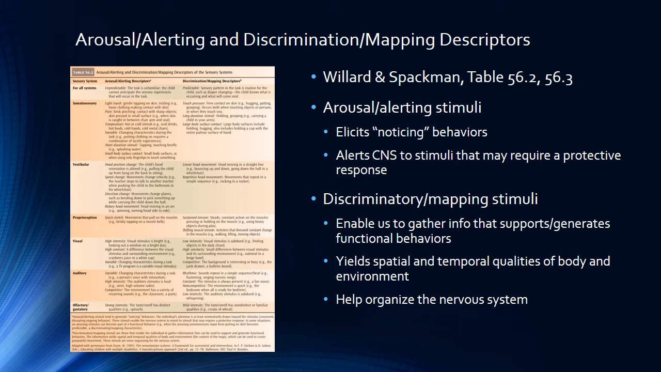So this is the concept that we're using when we're taking someone, for example, who tends to have low arousal, low responses, and maybe we have them do things like do jumping jacks before we try to do some learning activities to kind of get their system more aroused and alert. Then we might also use our discriminatory and mapping stimuli.